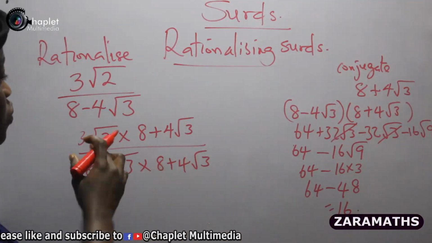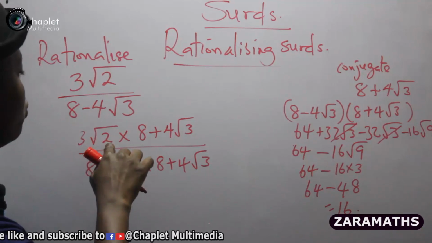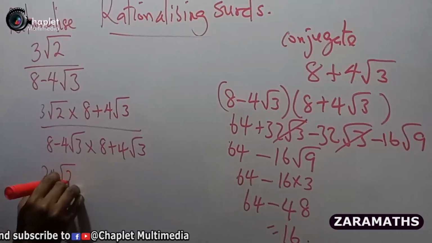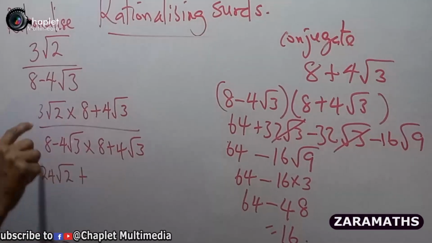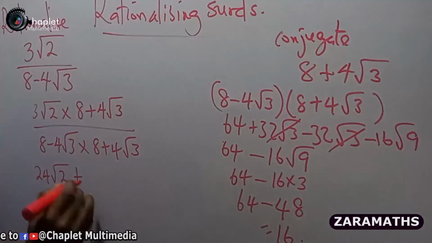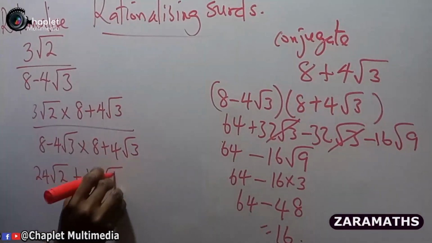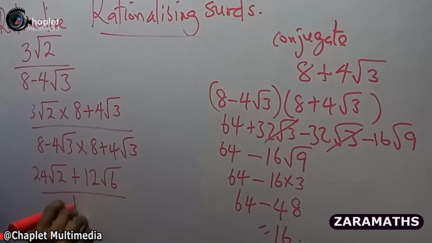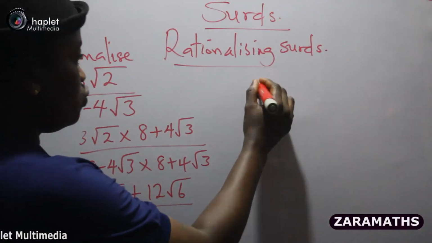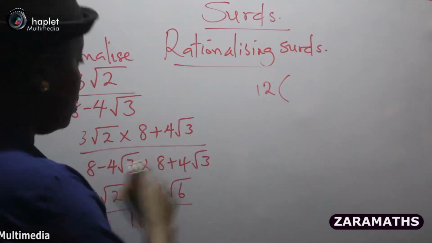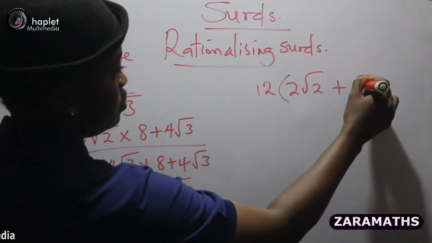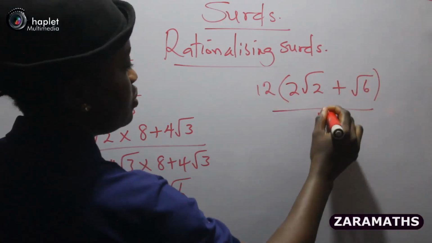So now we multiply this out. 3√2 times 8 will give us 24√2, plus 3√2 times 4√3 will give us what? 12√6, all over 16. We are going to simplify this further by factorizing. So 12 is common. So we have 12(2√2 plus √6) over 16.